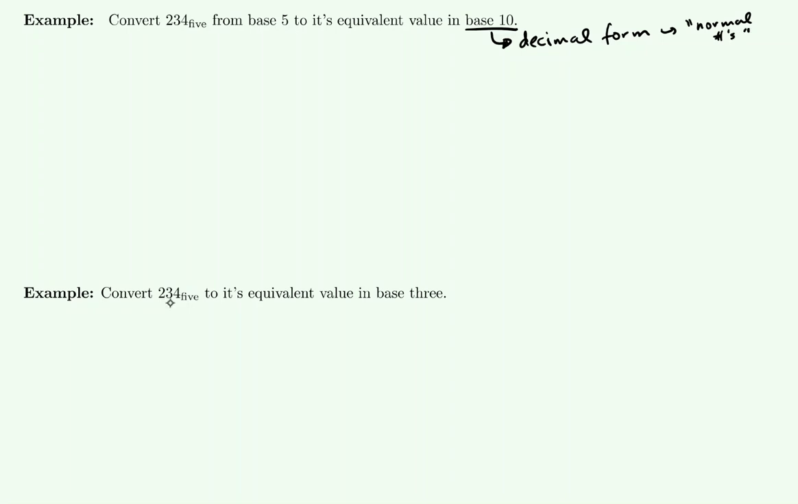Then the next question is convert 234 base 5. So we see it's the exact same number. First, in this one, we're converting it to base 10, whereas in the next example, we're going to convert it to base 3. Let's do the first one, and then we'll talk about how these problems are somewhat related.